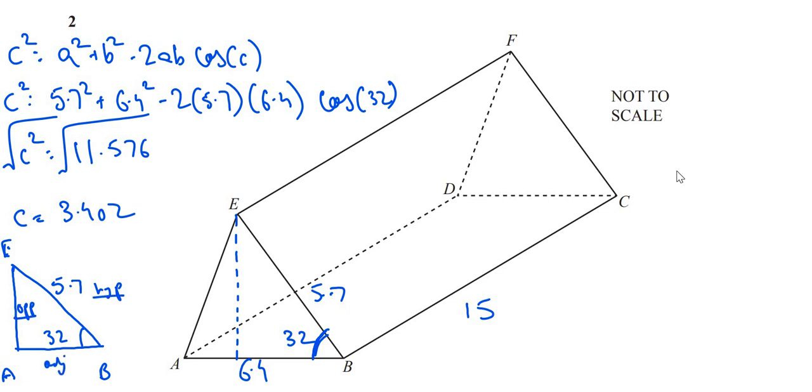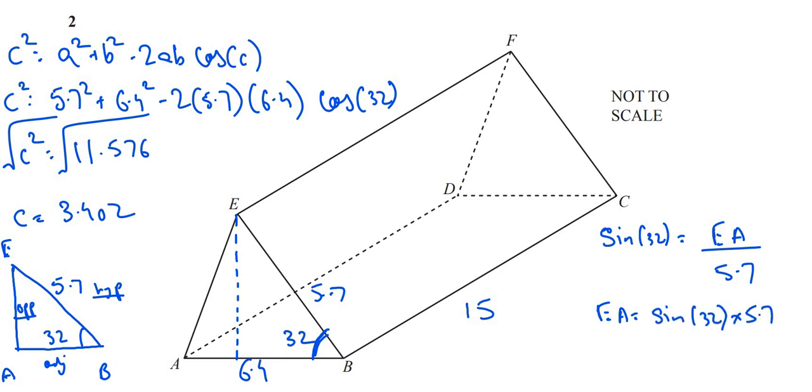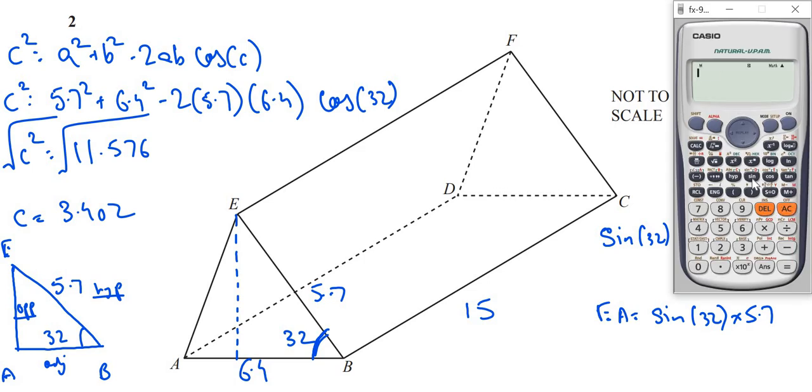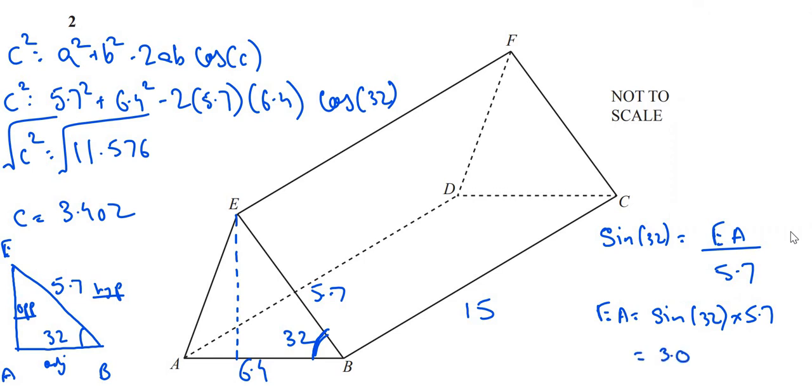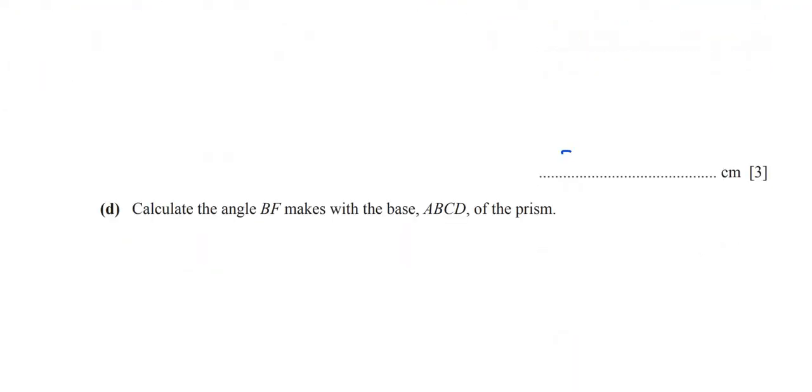So we are talking about opposite and hypotenuse. Opposite and hypotenuse comes in sine. So I will say sine 32 equals opposite, EA, upon hypotenuse 5.7. EA is equal to sine 32 multiplied by 5.7. Sine 32 multiplied by 5.7, you get 3.0205. Alright. So you can write your final answer is 3.02. Okay. Next question says calculate the angle BF makes with the base ABCD of the prism.